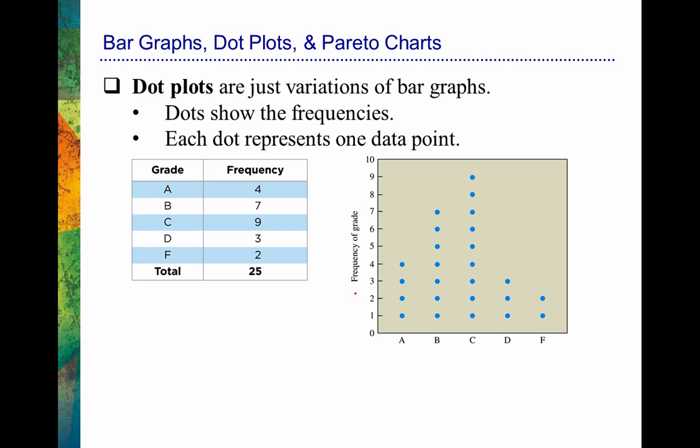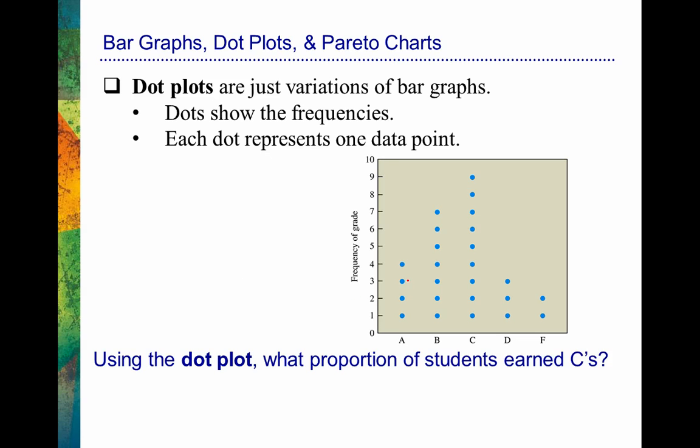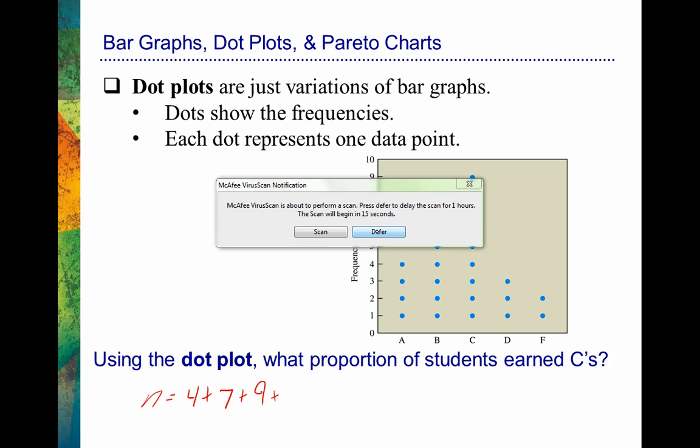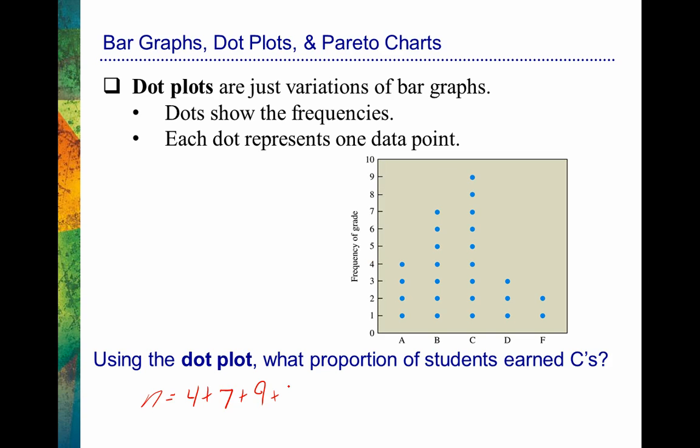So again, let's just make sure we know how to interpret this. Using the dot plot only, not our table that actually has the numbers, what proportion of students earned Cs? Again, we need to compute our N, and we can find that by summing up all the frequencies. 1, 2, 3, 4 people earned As. So we're just doing what we did before. 1, 2, 3, 4, 5, 6, 7 people earned Bs. So we see we can trust the frequencies. 9 people earned Cs. 3 people earned Ds. And 2 people earned Fs.